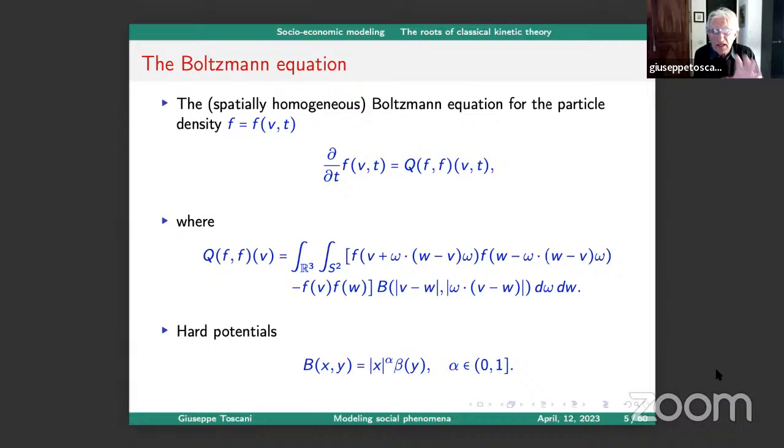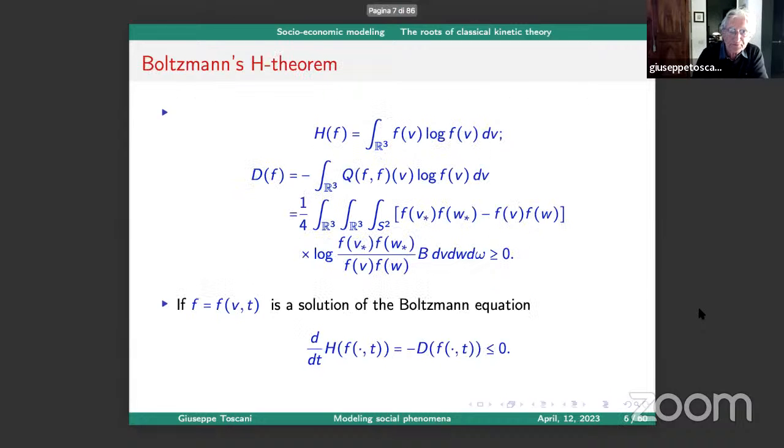Let's say it's not important to look at the specific form of this collision integral. Simply, it measures the variation of the density due to binary interaction between particles. And this is the structure that Boltzmann gave to the equation. So particles collide in an elastic way, they conserve momentum and energy.